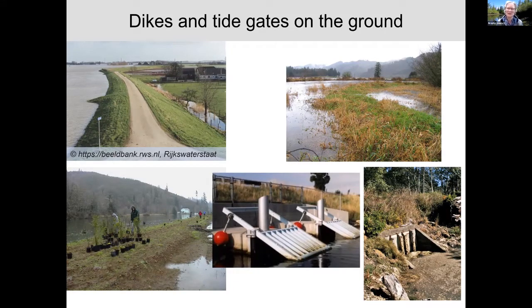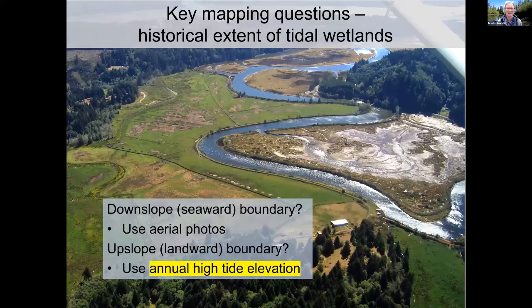So having given you a little glimpse of what dikes and tide gates look like, now I'll go back to our mapping effort. When we mapped these wetlands, we needed to create both a downslope boundary on the sea side and an upslope boundary on the land side. The downslope boundary for the estuary is fairly easy to see on photos. If you want to map a vegetated tidal wetland, you can see the edge of the vegetation.